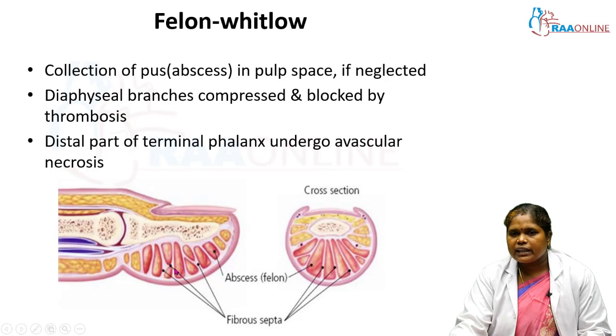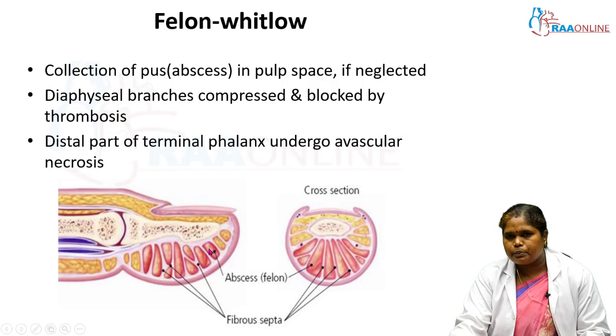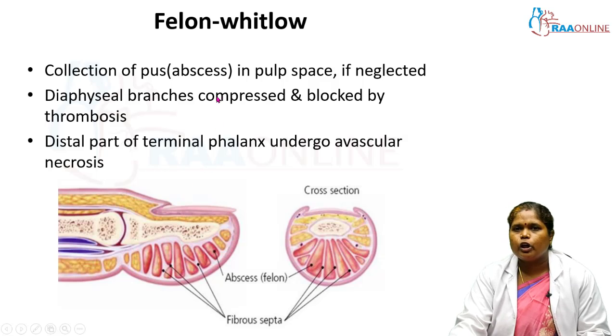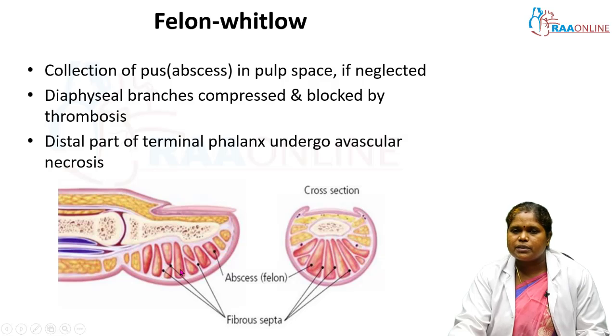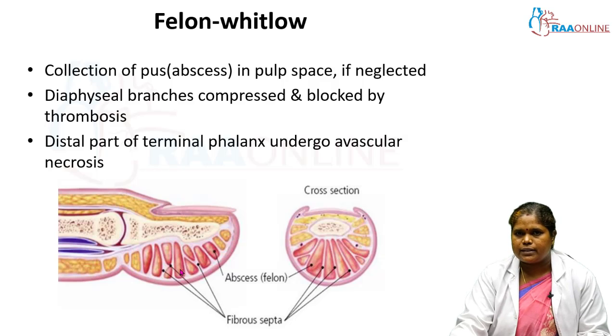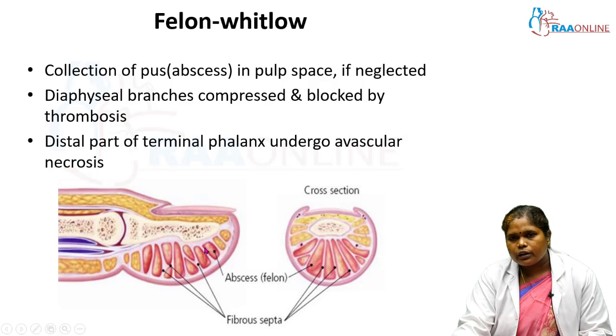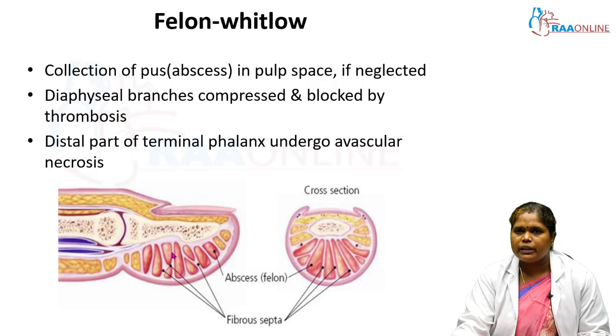Now, if there is a collection inside this compartment of the pulp space, that is known as felon or whitlow. Just remember what is felon or whitlow. It is an abscess or collection of pus inside the pulp space. So, if we are not going to treat this abscess, this abscess will compress on these digital branches. So, if it is going to occlude the branches, I told it will be an end artery. So, these vessels will be blocked. So, what happens automatically? The distal phalanx will not get the blood supply. So, that will go for avascular necrosis.